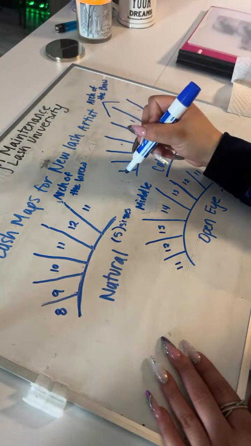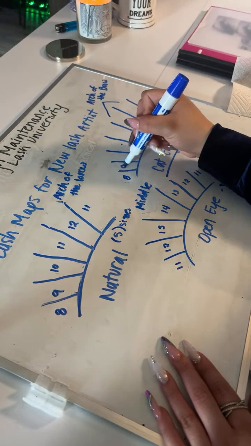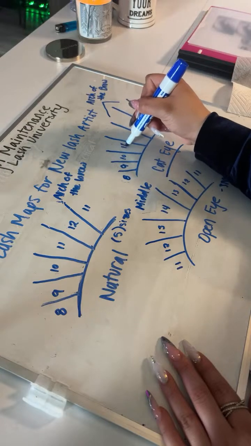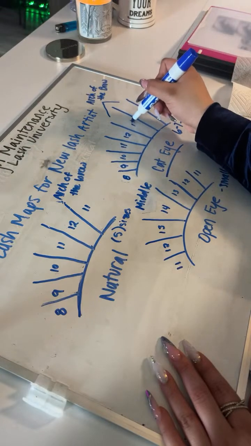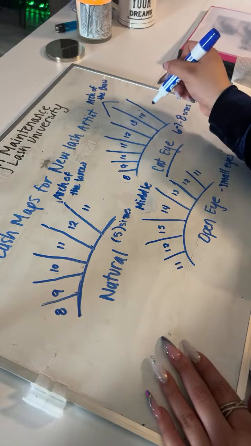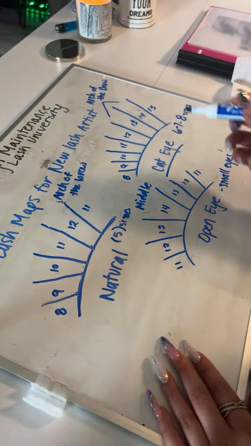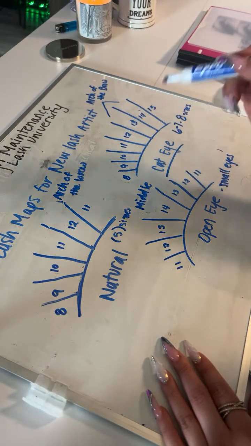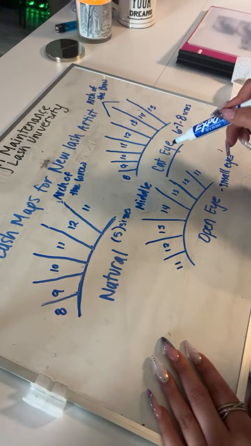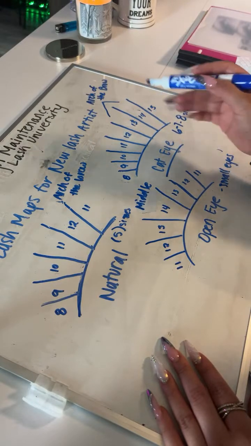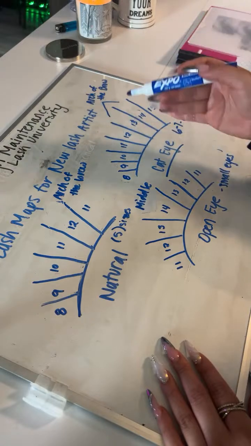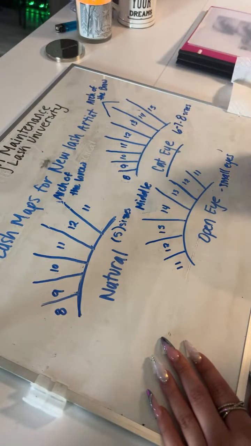So let's say we were doing 8s, 9s, 10, 11, 12, 13, 14 is our highest size, and then we drop back down to 13, okay? So like I said, it's not the sizes that make the mapping, it is the placement of where you're putting those sizes that creates this mapping, okay?